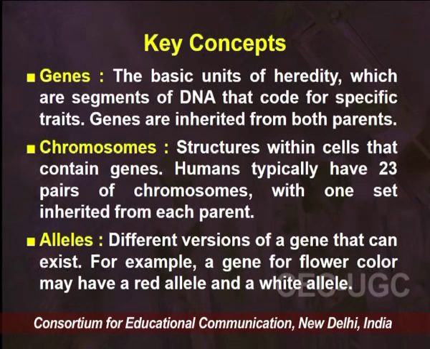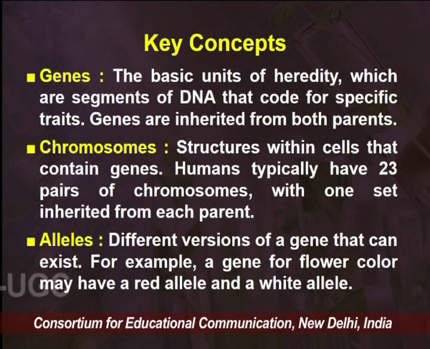And then genes. First, we will understand the basic concepts of heredity, including genes, alleles and chromosomes. Genes are the basic unit of heredity, which are segments of DNA that code for a specific trait, and they are inherited from both parents. If we talk about humans, because we are diploid organisms, we get the gametes from both the parents and thus the genes from both the parents.